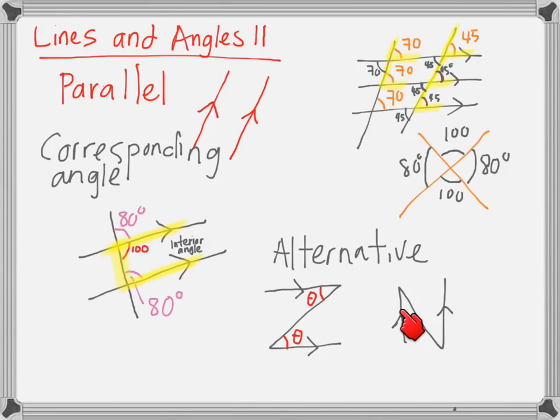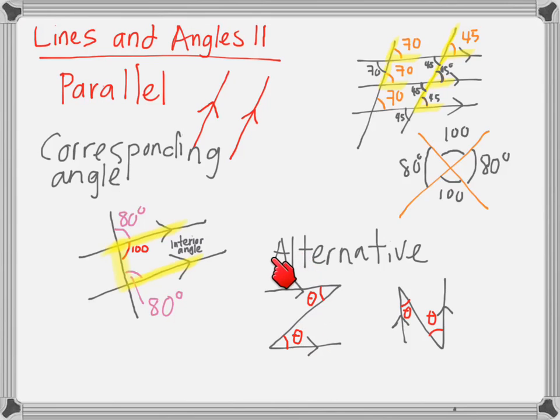That means if you imagine this one rotated 90 degrees, it will become like this. So the angle inside here will be the same as the angle inside over here. This is what we call the alternate angle.